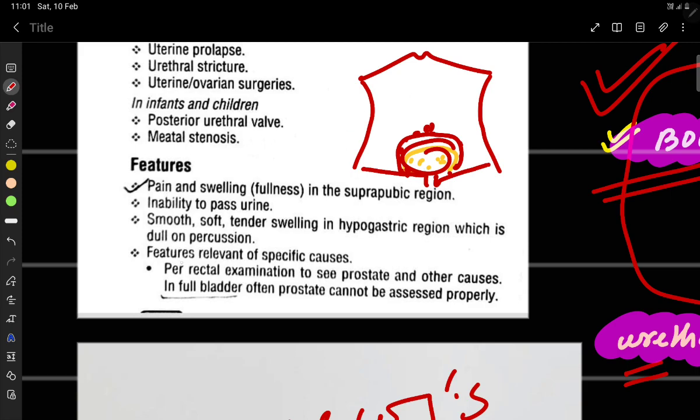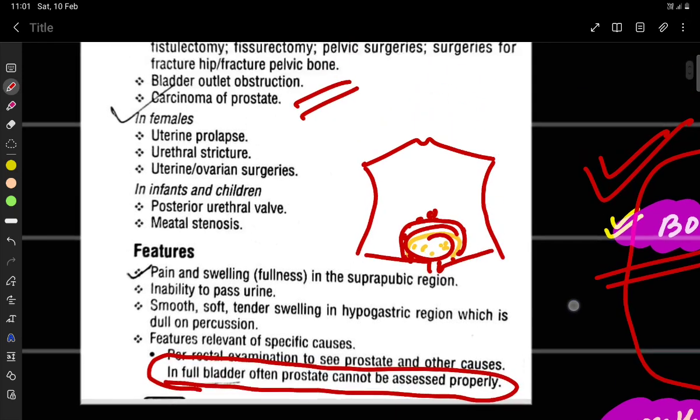And per rectal examination, you have to do a per rectal examination, but in a full bladder, the result of the per rectal examination is not reliable.